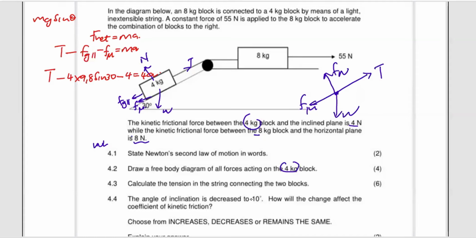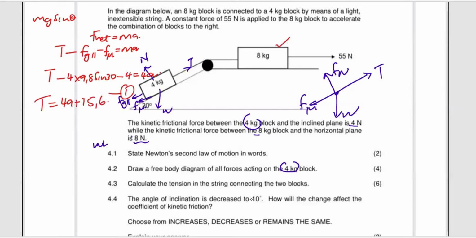What is 4 times 9.8? That's going to be 19.6 minus 4. Okay, so let's see, 19.6 minus 4 gives me 15.6, meaning that T is going to be 4a plus 15.6. I'll call that equation number 1.